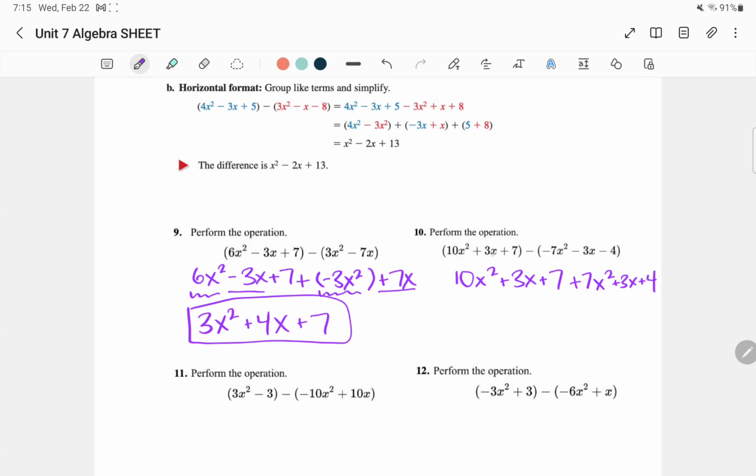Okay? So I kept this the same. Here, I'll even write on here. So I'm going to keep. And then I changed the sign. And I changed the sign of this whole polynomial here. Now I can combine like terms. So 10x squared plus 7x squared is 17x squared. Positive 3x plus 3x is 6x. And 7 plus 4 is 11.